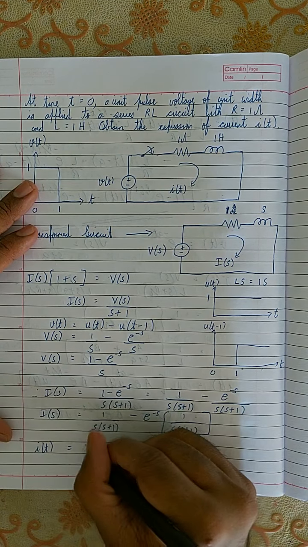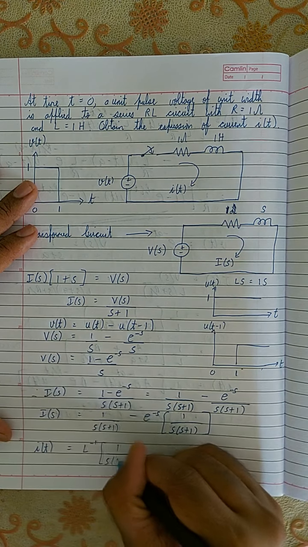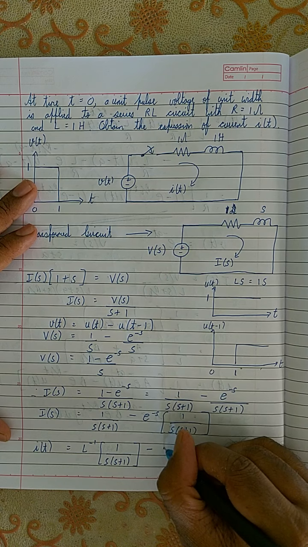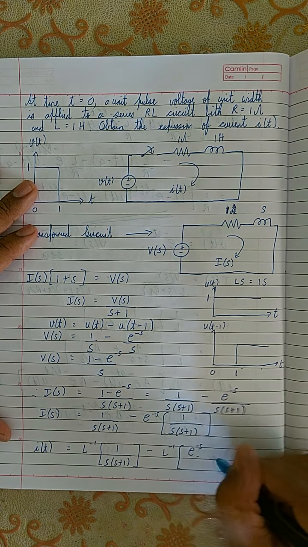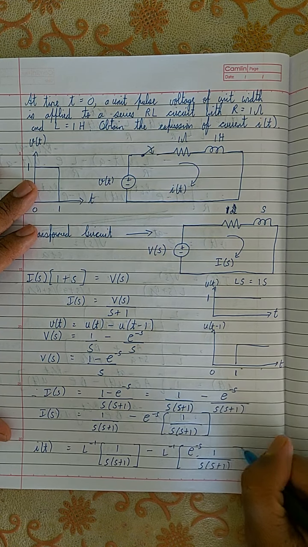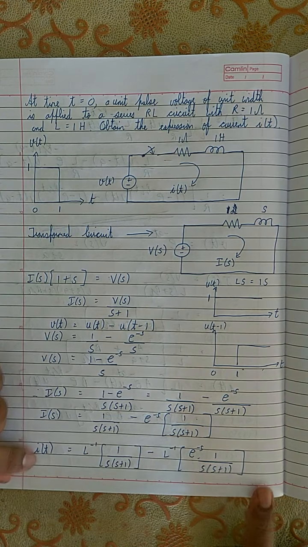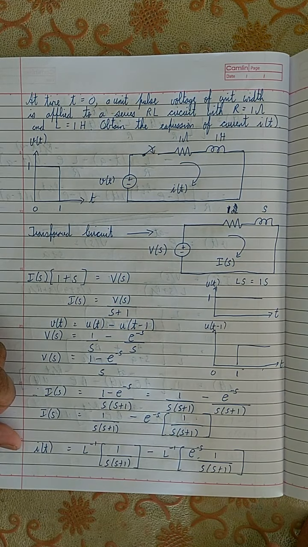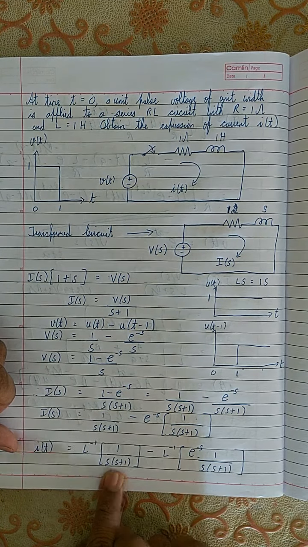All you need to do is simply find the Laplace inverse of this, or in other words, I of t is equal to the Laplace inverse of 1 by s into s plus 1 minus the Laplace inverse of e raised to minus s into 1 by s into s plus 1. Okay, so this is how we find the value of I of t. You need to find the Laplace inverse of this, and you need to find the Laplace inverse of this.